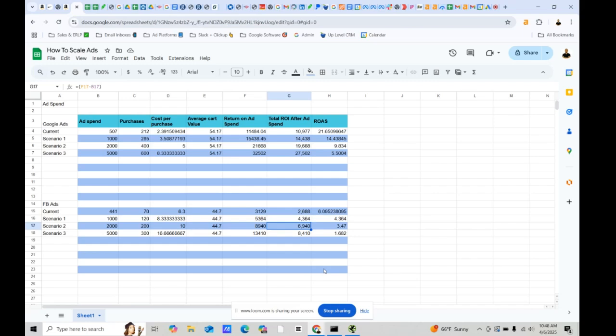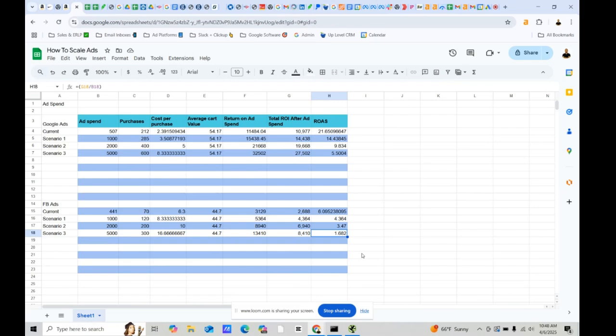We'll try a much bigger scale. So let's say we more than double the ad spend, right? 2.5 times it. So we're spending $5,000 on ads. Let's say we get 300 purchases at 16.66 cost per purchase at still similar average cart value, or this exact same average cart value. That will make our return on ad spend $13,410. The ROI after subtracting the 5K will be $8,410. And that's at 1.682 times ROAS. Now, still making significantly more money than if you were at a 6 times ROAS with spending $441.